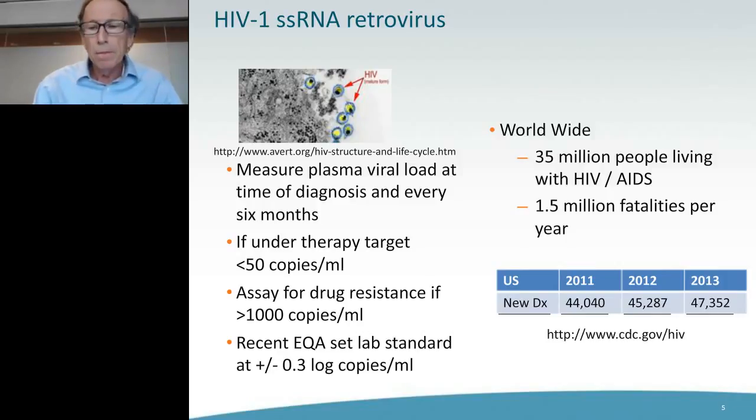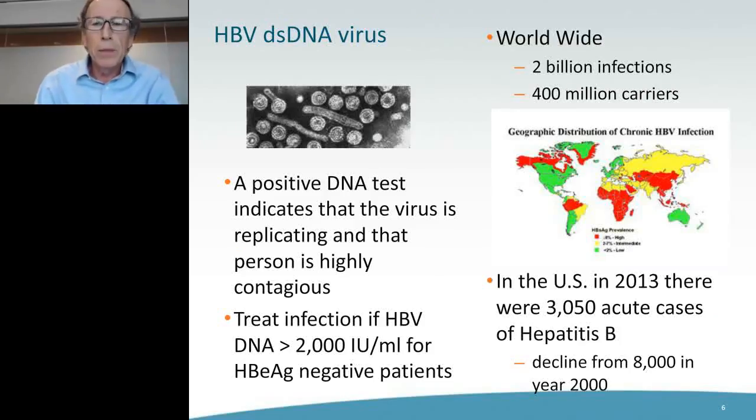So that's HIV. The second virus we'll be talking about today is hepatitis B virus, which is a double-stranded DNA virus. In this case, the NAT test, nucleic acid test, is an indication that the virus is replicating and the person is highly contagious. And typically the treatment regimens apply if the HBV DNA is above 2,000 international units per mL on patients who are hepatitis B E antigen negative. This is the antigen that is actually expressed into the plasma of the patients. If it's negative, then for physicians and patient management, you should start treating for this infection.